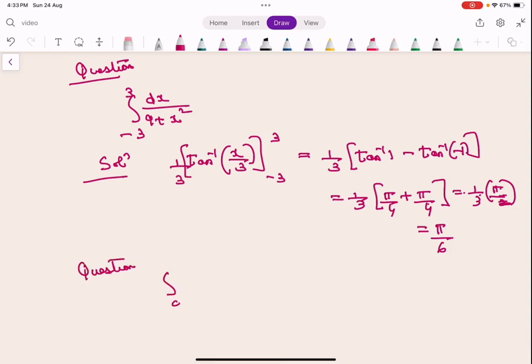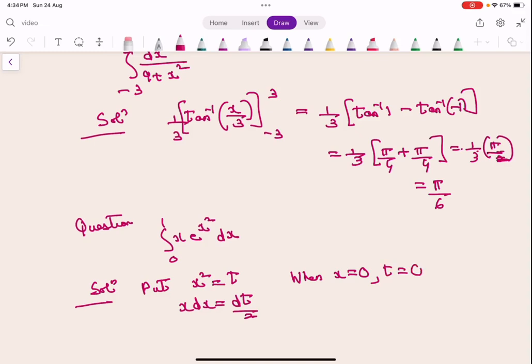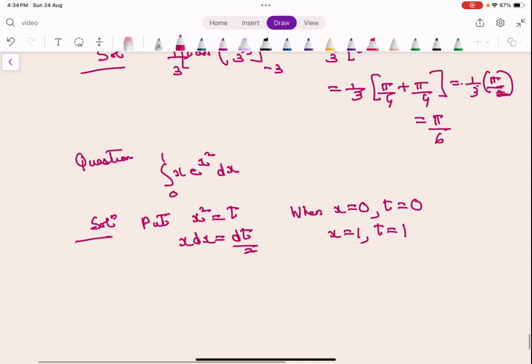Evaluate the integral from 0 to 1 of x e raised to x squared dx. So we make a substitution, put x squared as t. So we get 2x dx equal to dt, or x dx is dt by 2. So when x is 0, what is t? t is 0. When x is 1, t becomes 1. So this becomes integral 0 to 1 e raised to t dt by 2.